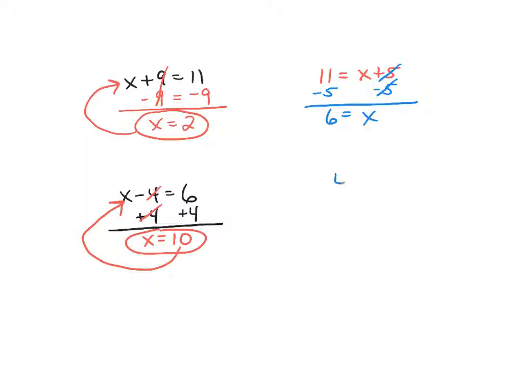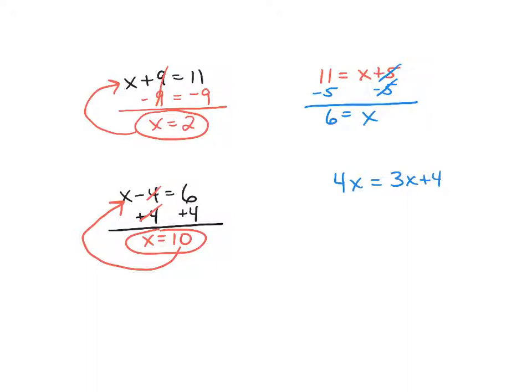Let's take a look at one that has x's on both sides. Here I have 4x is equal to 3x plus 4. Remember, the rule for solving equations is you want to get the variable, in this case x again, all by itself on one side of the equation. And right now I have x's on both sides of the equation. So I need to combine those x's.